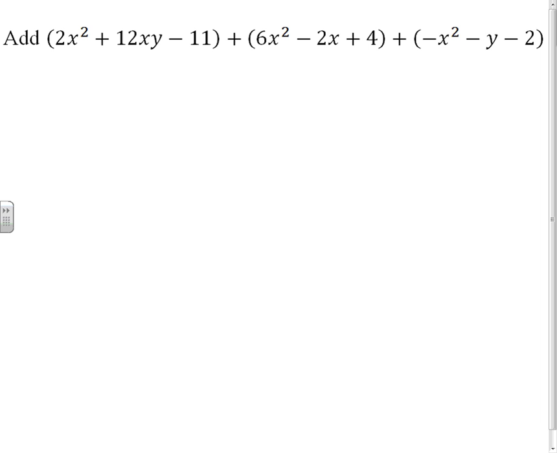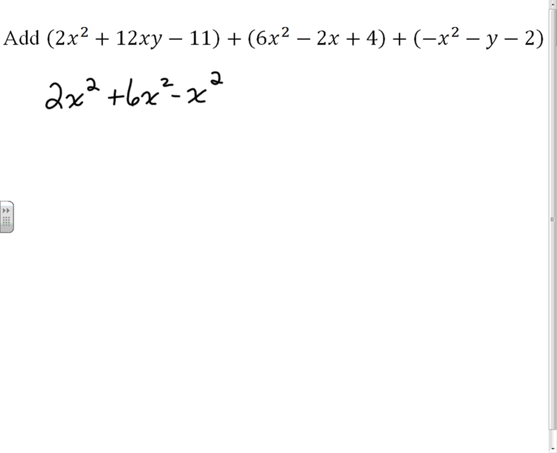So we can take the 2x squared. Now we look at the other polynomials and we look for any x squared so we can put them next to each other. We have a positive 6x squared. So we can write plus 6x squared. And in the third polynomial we have a minus x squared. These are like terms because they have the exact same variables with the exact same exponents.